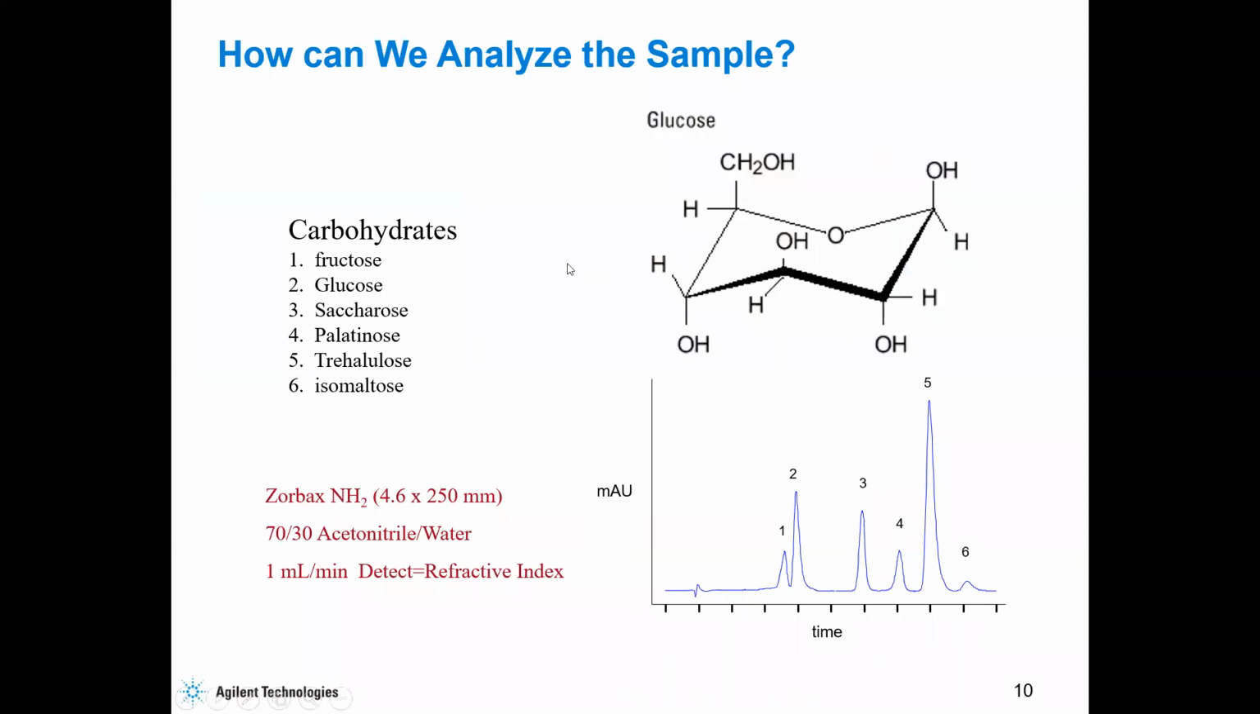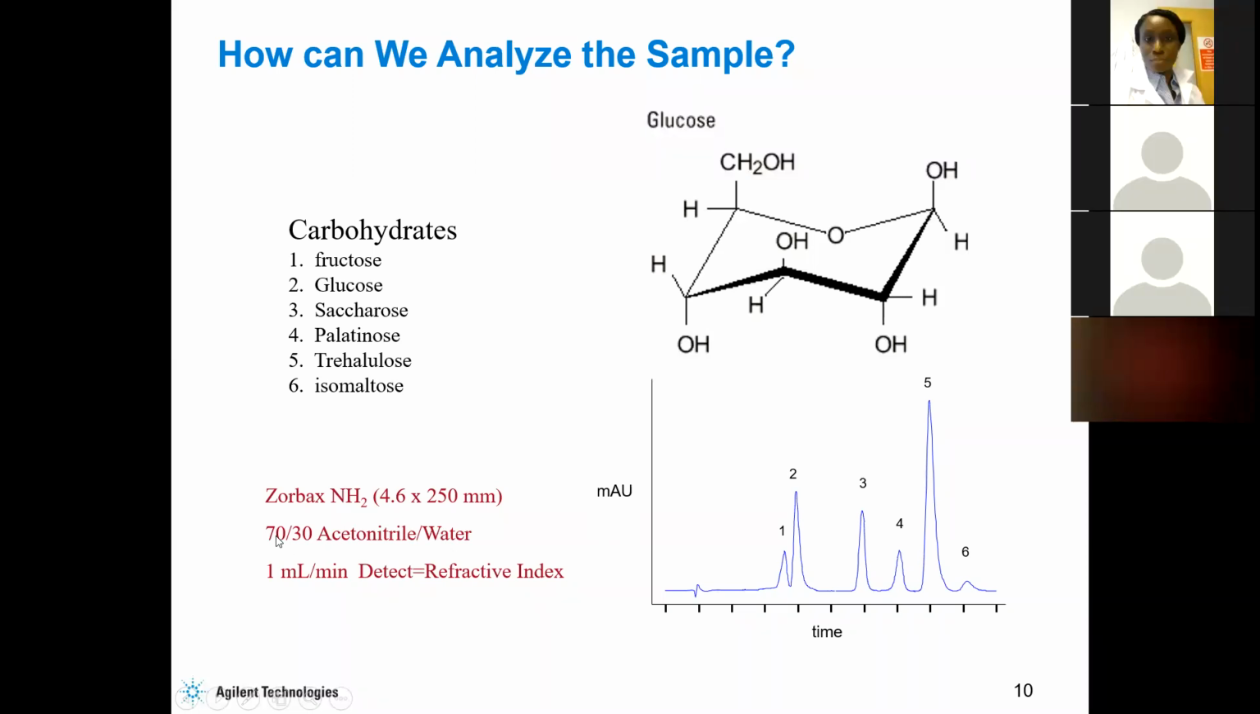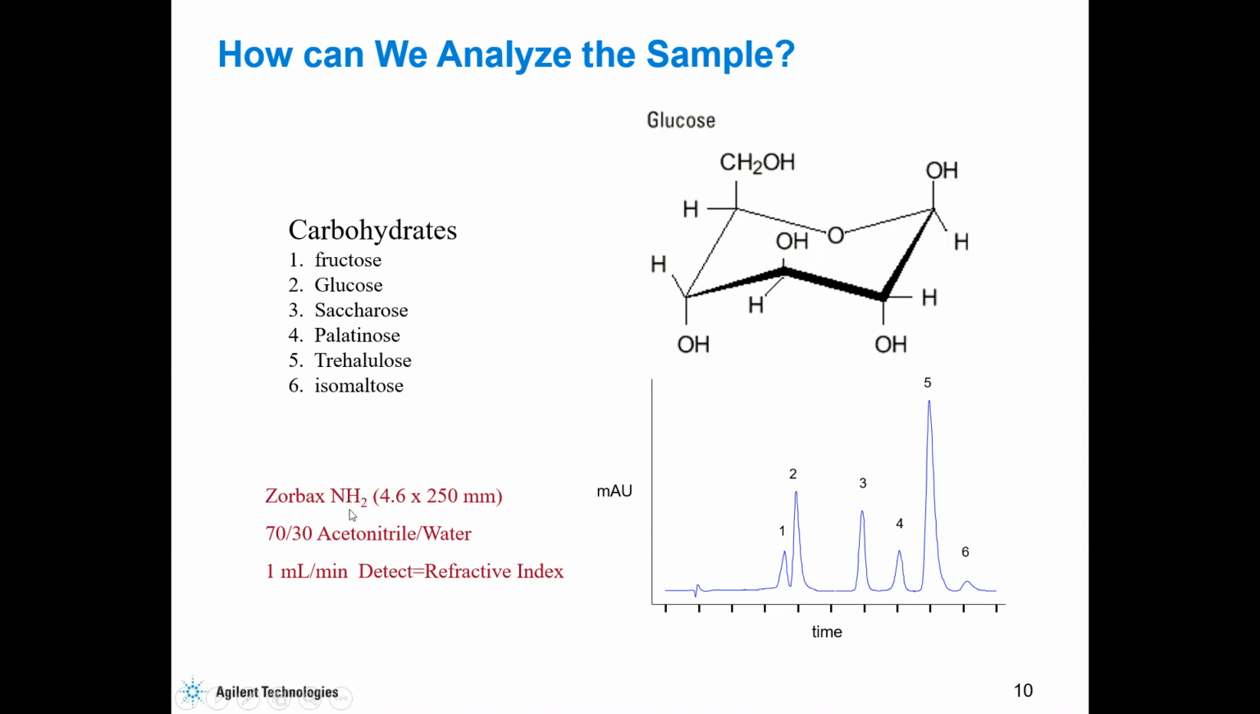So it's an example that contains these different carbohydrates. This was detected using an acetonitrile water mixture, 70% acetonitrile, 30% water, using an amino column with a length of 250 millimeter and 4.6 millimeter ID. And the flow rate was 1 mil per minute. And the detector is a refractive index detector. You can see the chromatograms as they are separated.